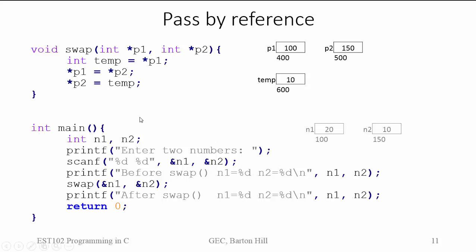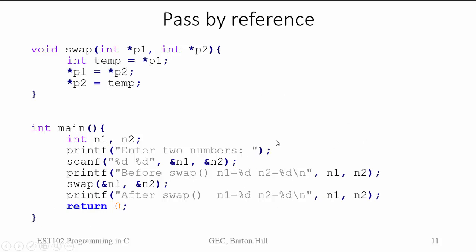After executing these statements, control goes from here to here, and all the memory of the function swap will be deleted. Then our actual argument values have changed, and when we print, n1 will be 20 and n2 will be 10. Once this function is also completed, this memory will also be deleted. So this is how pass by reference or call by reference works.